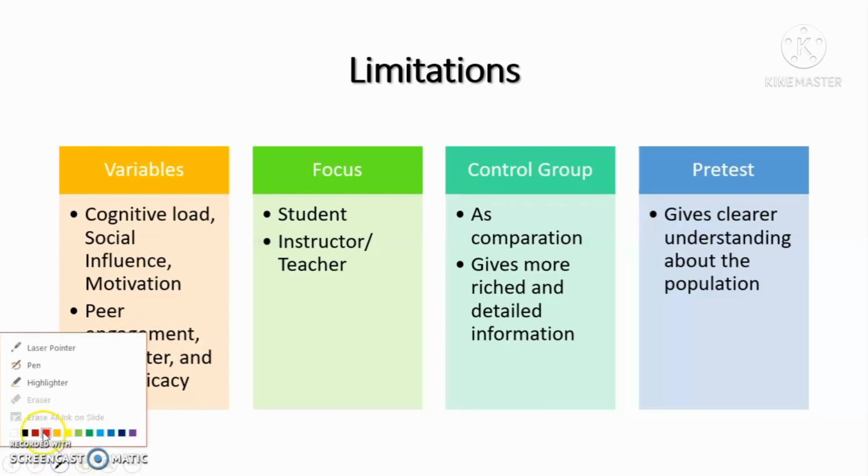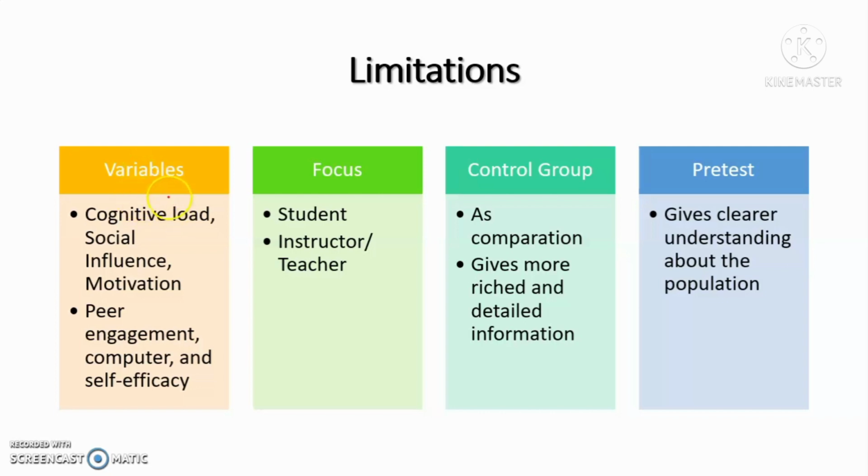Now, let's see some limitations of this research. The first thing is about the variables. This research just includes the cognitive load, social influence, and motivation variables. It would be richer and better if other variables are included, such as peer engagement, computer, and also self-efficacy.